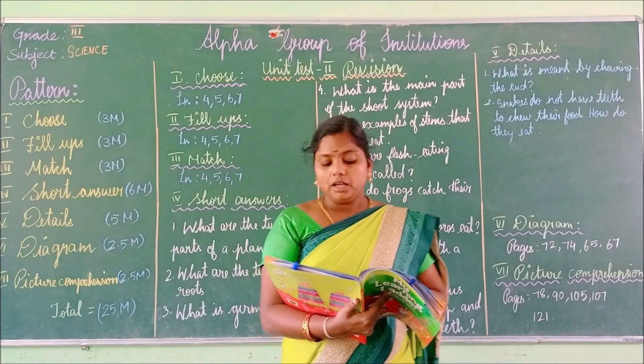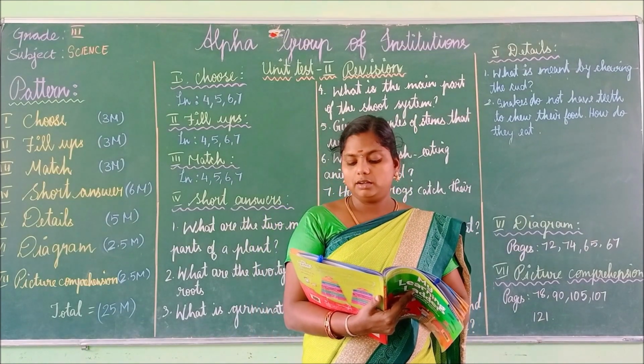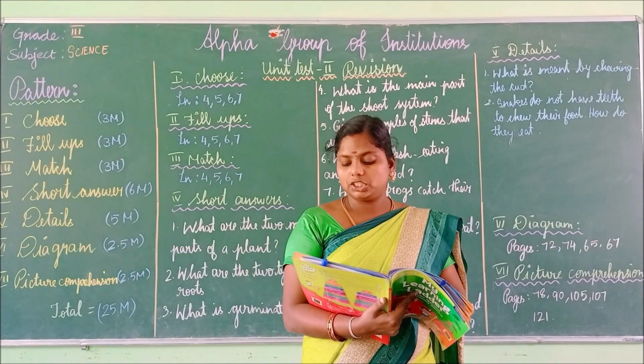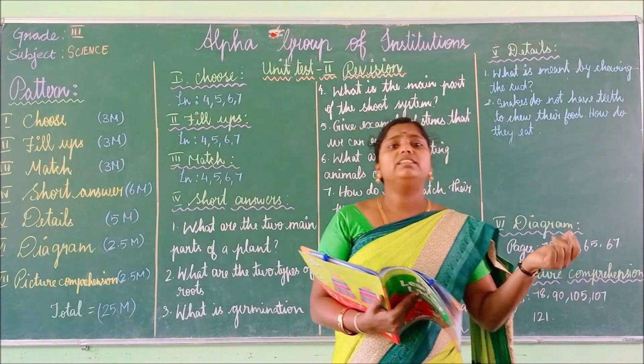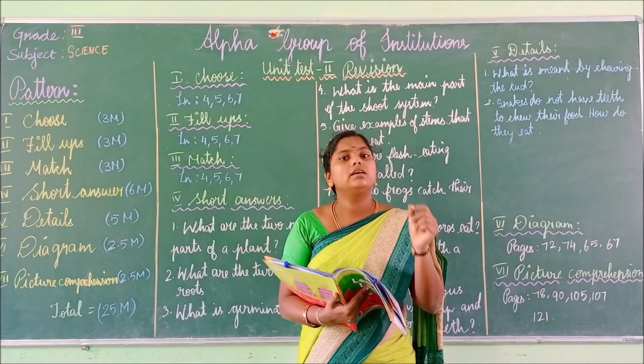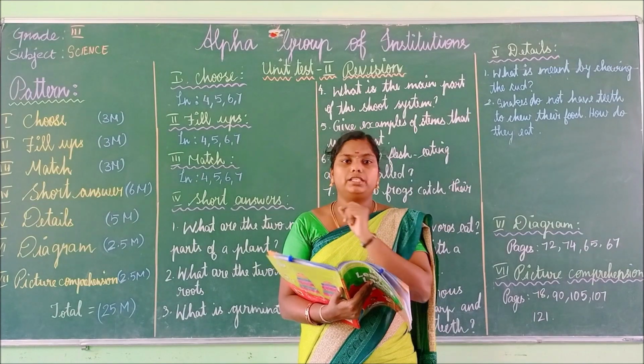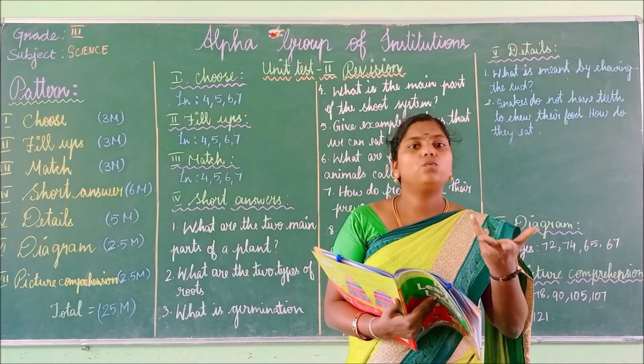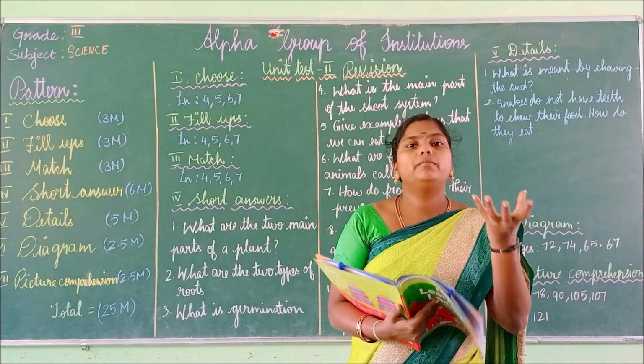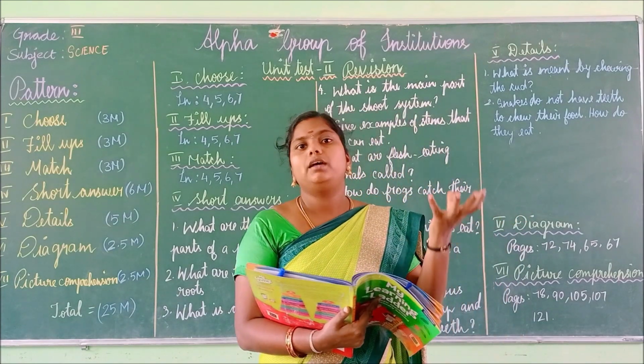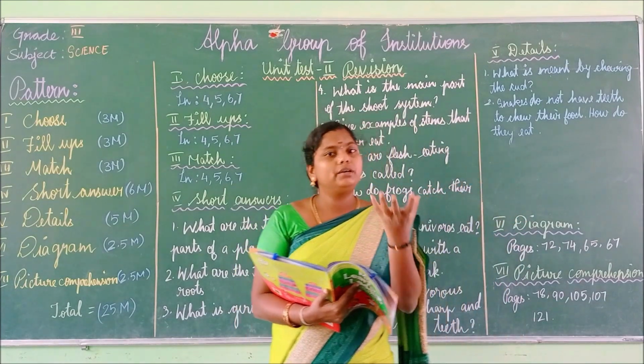The next one, a bulbul bird builds a dash shaped nest. Their nest will be in what shape? Very good. It will be like a cup shape. Their nest will be cup shaped.